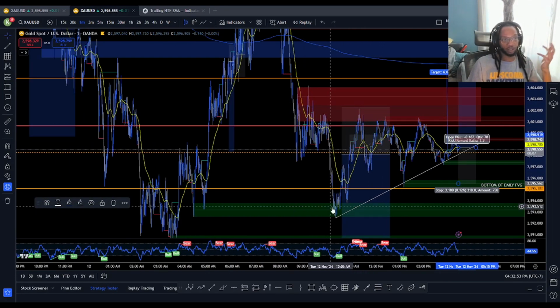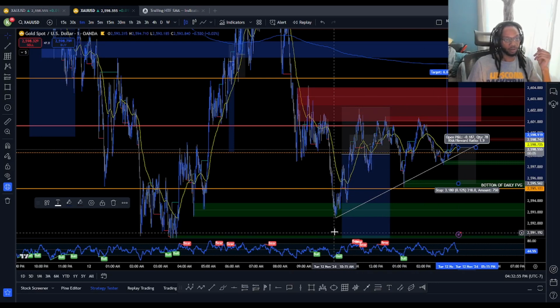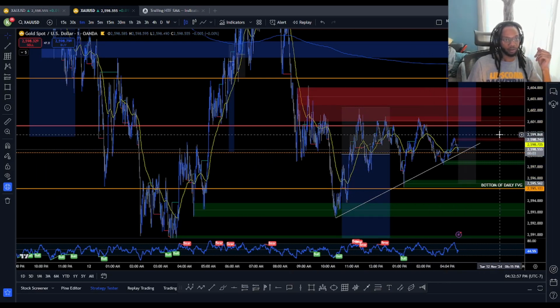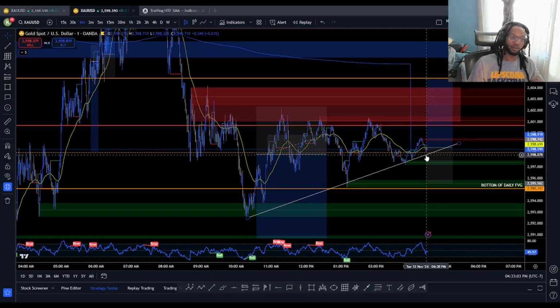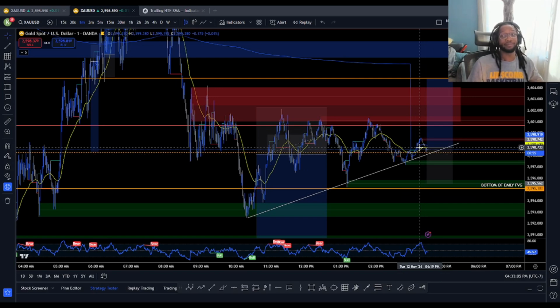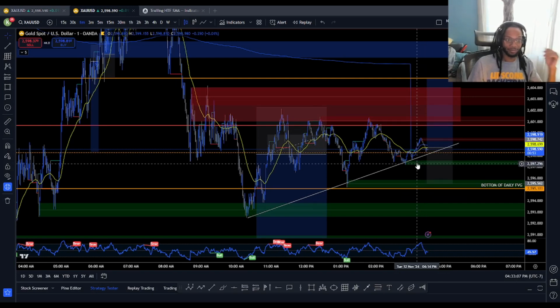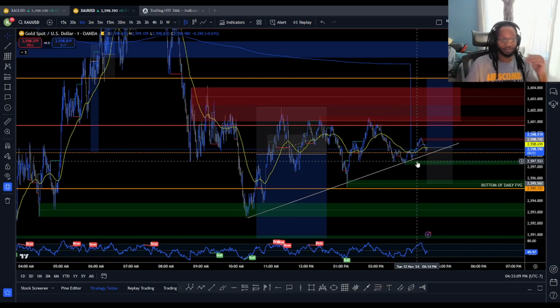The inverted head and shoulders is there. The incline here is there. So that's why I say, this one here, if this setup gets smoked, you at least know you should be selling. It won't leave you guessing.